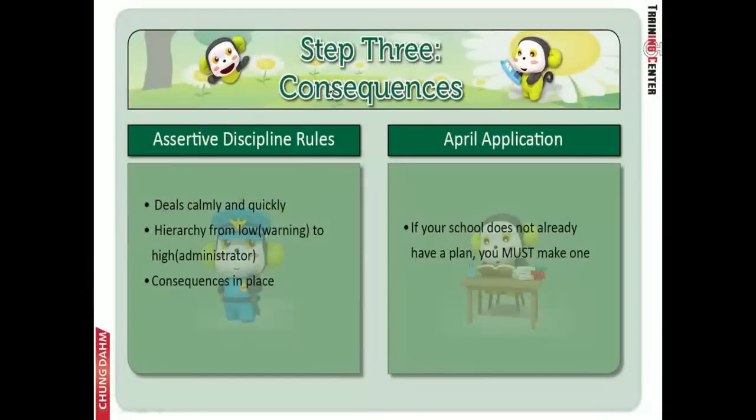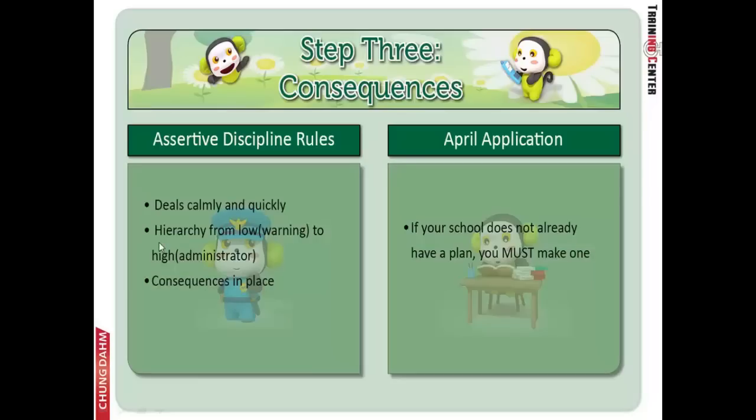The last step to assertive discipline is to have consequences in place. So when a student misbehaves, the first thing we want to do is deal calmly and quickly. If we yell at a student or take a long time explaining to them in front of everyone what they're doing wrong, then students feel a lot of shame and quickly disengage from class, and that's not the point of student management.